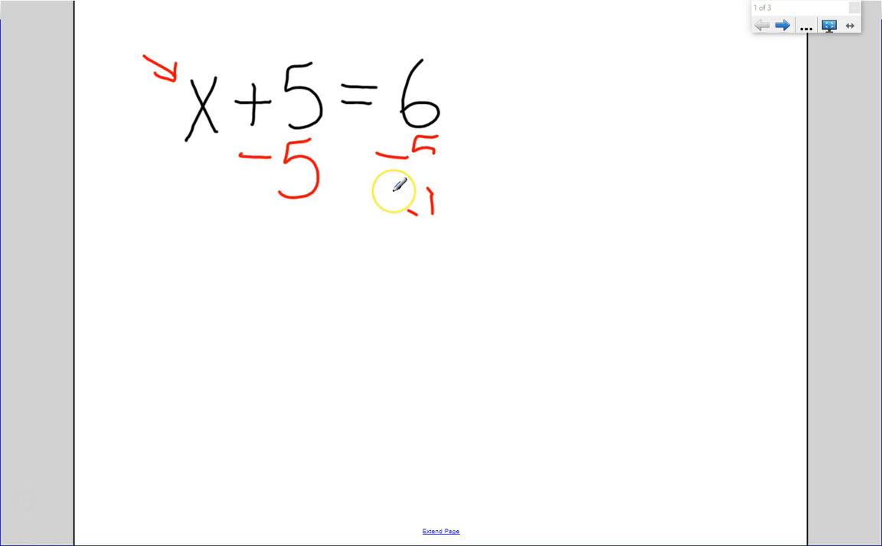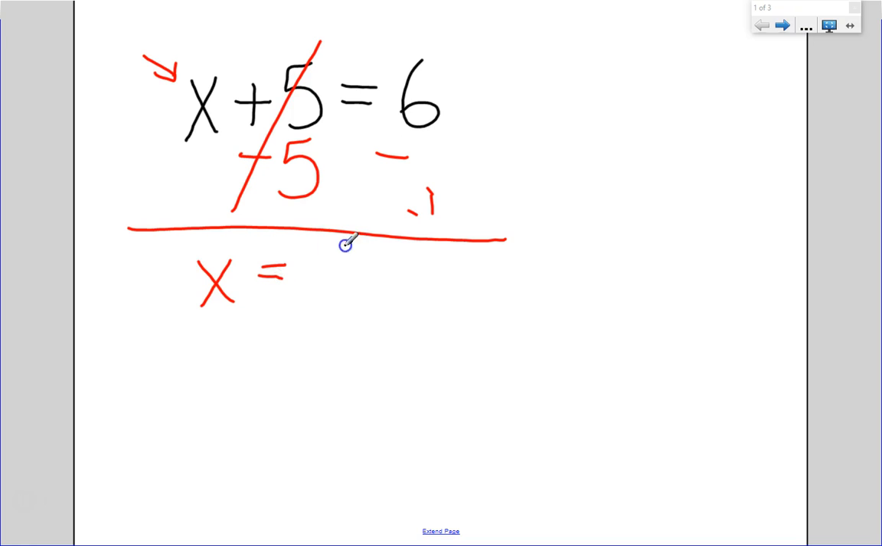That doesn't want to write today. So when we do that, this part right here would cancel out. We'd be left with x on the left-hand side of the equation, and we'd be left with the positive 1 over here on this side because 6 minus 5, for some reason that won't write today. There it goes, is 1.